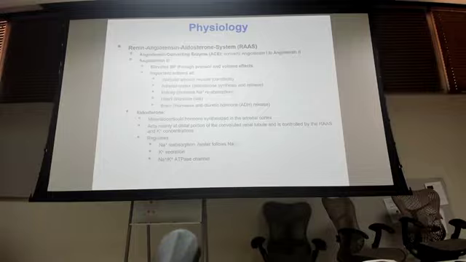Remember, in all this, we're talking normal stuff. So water follows sodium. If you increase the reabsorption of sodium in the distal tubule, well, you have more sodium in the system, so water's going to stay with it, right? Water's going to follow it. Expanded blood volume increases blood pressure.